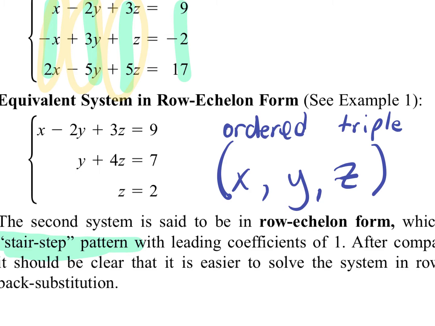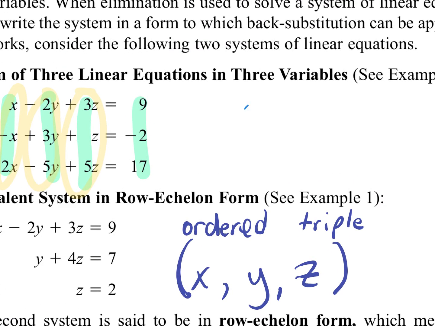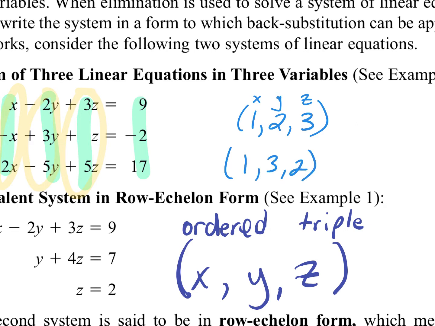So say your answer turns out to be 1, 2, 3. That means the x value you found was 1, the y value you found was 2, and the z value is 3. So writing your answer like that, and then if somebody wrote it in a different order, those two things are not the same, right? You can't just randomly put the numbers in whatever order you want. It has to be in the right spot. So you have to have your x value that you found first, the y value second, the z value third.